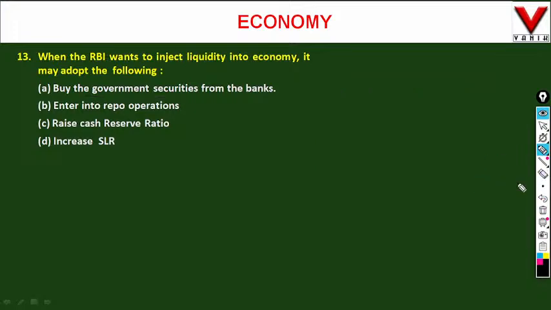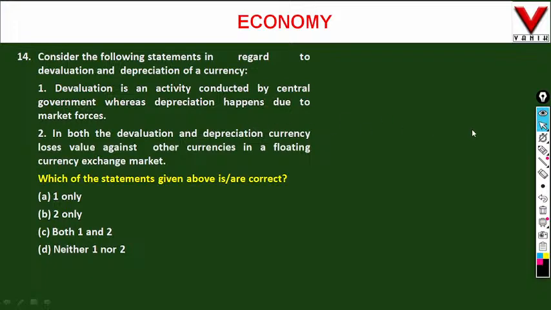Okay, next question. Consider the following statements in regard to devaluation and depreciation of a currency. Devaluation is an activity conducted by the central government, whereas depreciation happens due to market forces. In both devaluation and depreciation, the currency loses value against other currencies in a floating exchange market. No, this is completely wrong. This is the right thing: devaluation is an activity conducted by the central government, whereas depreciation happens due to market forces.